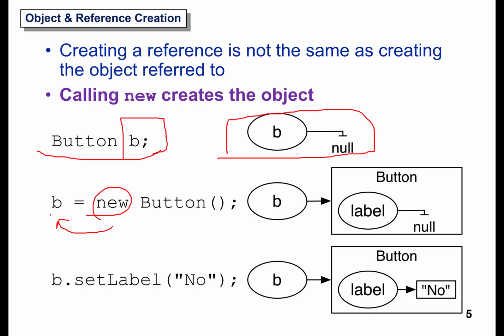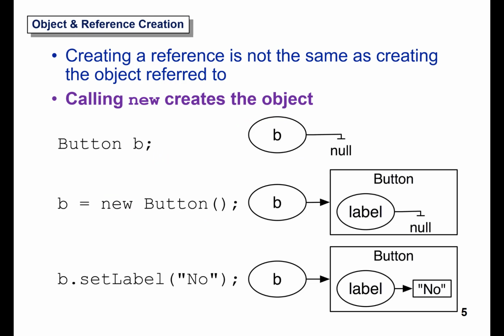So by saying B is equal to new button, what we're doing is we're storing within B the address of the new button object created. So once we've created the object, we can start to think about manipulating the object. And by manipulating, we mean that we can execute any of the methods that have been defined within the class of the object. So within a class, you can define a number of methods, and these are operations that you can perform on the object.